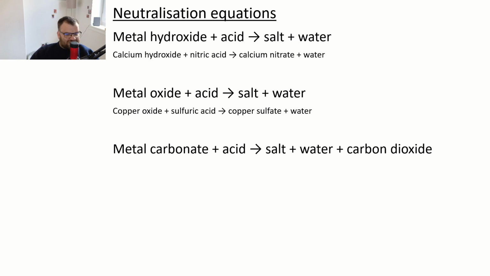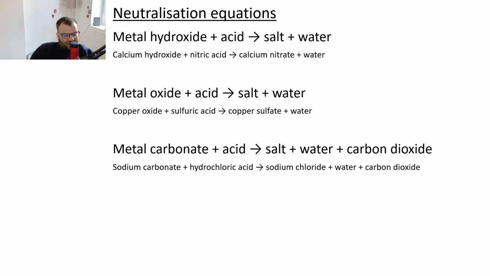The third substance we're going to use is a carbonate. And in this one, we're still making salt, we're still making water, but we also form carbon dioxide. So if you had sodium carbonate and hydrochloric acid, you'd get sodium chloride, water, and importantly, carbon dioxide as well.